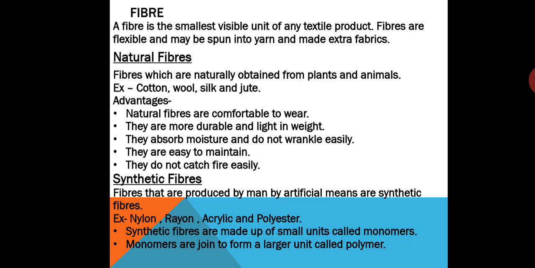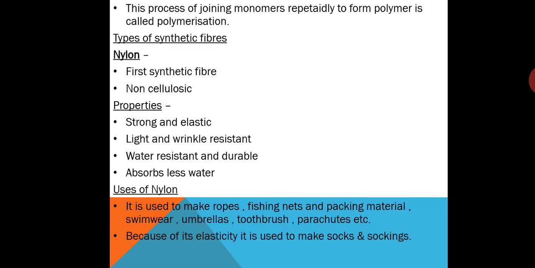These monomers join to form a large molecule called a polymer, and the process by which these monomers combine together to form a polymer is called polymerization. That means the process of combination of these monomers to form a polymer is called polymerization.